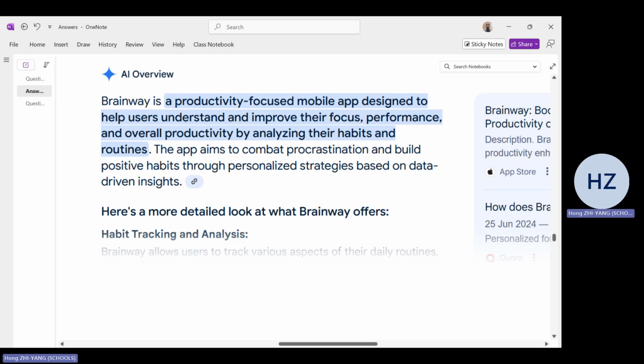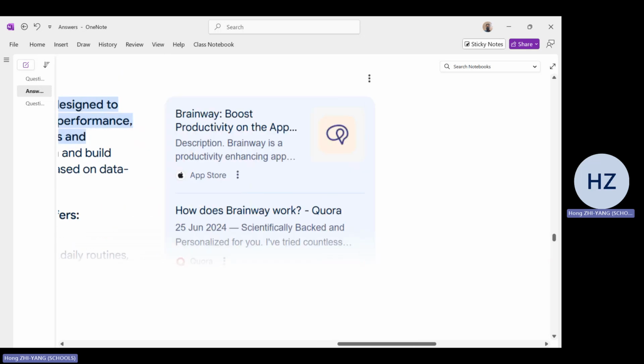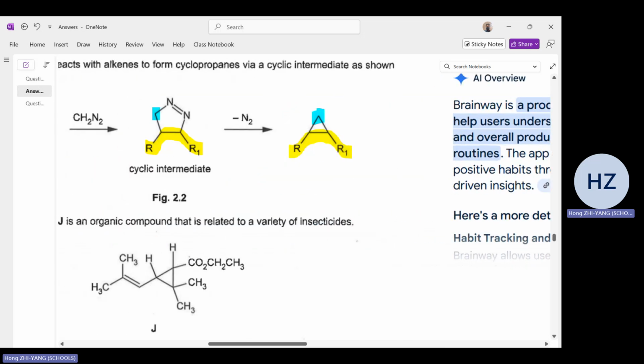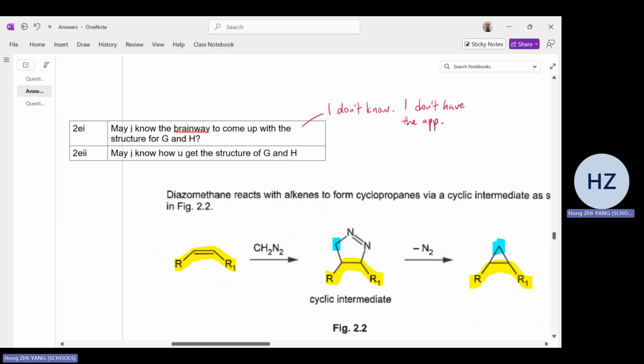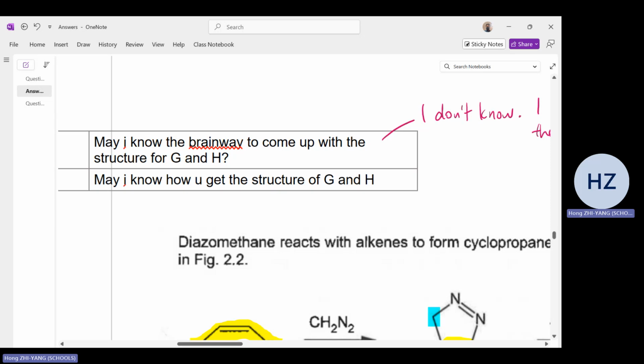Okay? To analyze your habits and routine. I don't believe the app can do this. So I'm going to presume that you're talking about how do I get to the structure. Okay? I don't have the app. I refuse to download the app just because of this question. Okay, anyway.